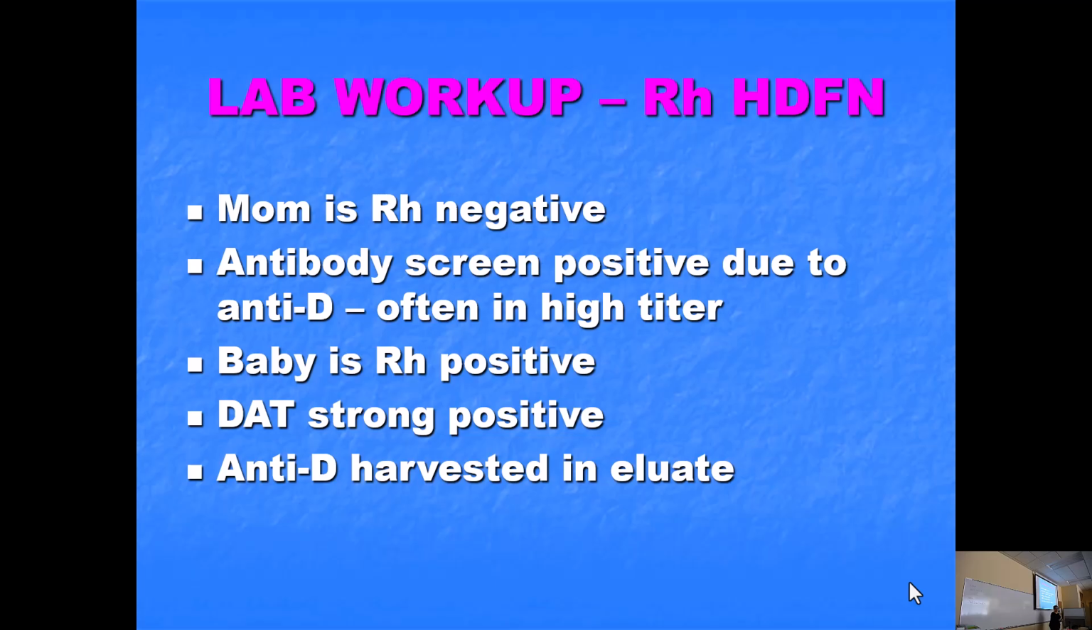So RH HDFN, mom is RH negative. We don't do weak D. We just use regular D, and she's RH negative. Antibody screen is positive due to anti-D, often a very high titer. You're going to have really big positive numbers there. Baby is RH positive. The DAT will be very strong. And then when we do the eluate, we'll find anti-D.